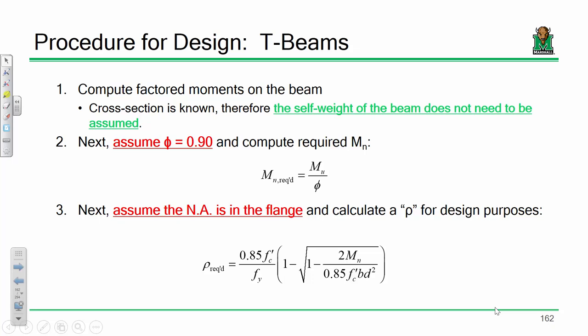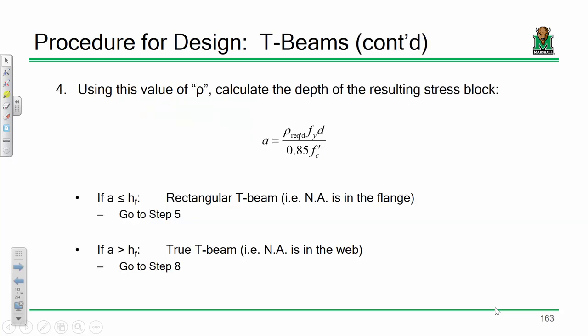Step three, what we do is we assume it is a rectangular T-beam. When I say I assume that the neutral axis is in the flange, that's what I'm talking about. We're assuming that it's a rectangular T-beam. We calculate our rho, and then we immediately plug that rho back in to see, what if we provided that much steel, would it be rectangular or not? If it is a rectangular beam, we keep on trucking. If not, we skip a few steps and go on to step eight. Okay, so we're not having to do all of this for every problem.